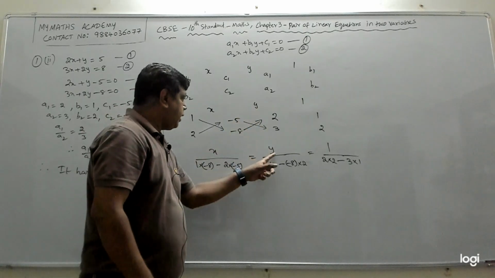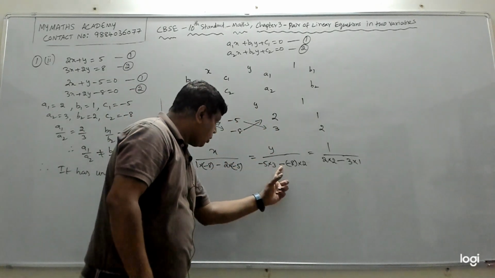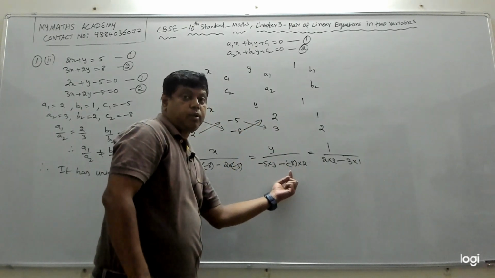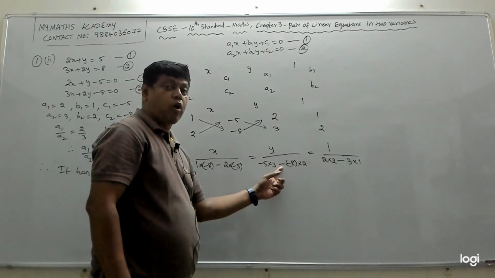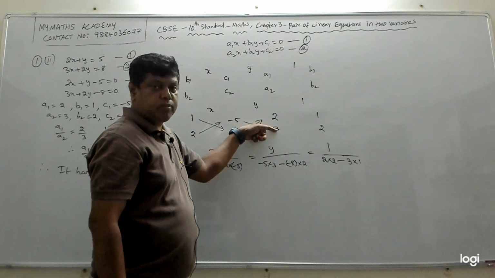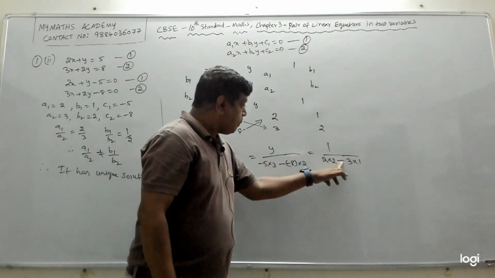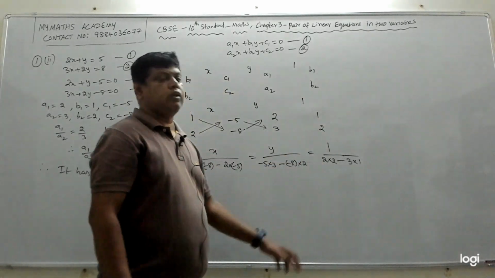Equal to y by, first you should do minus 5 into 3, then immediately put minus, then do minus 8 into 2. So here you will miss the minus. Double minus is coming, you have to be careful. This minus 8 is this minus 8. This minus we always put. The moment you do this into this multiplication, you put minus and then do this into this. Then again 2 into 2, minus, then 3 into 1.